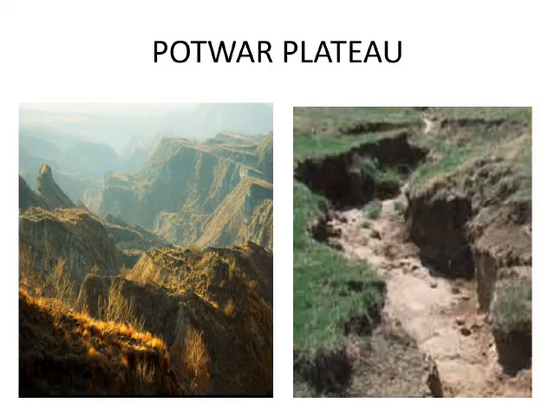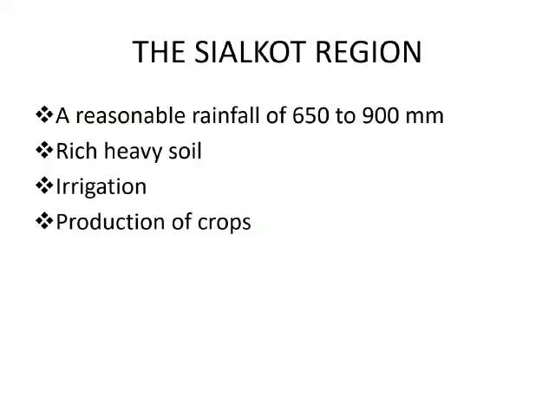Dear students, now we will talk about the Sialkot region. It has a reasonable rainfall of 650 to 900 mm. It has rich heavy soil. With irrigation, it produces large crops of wheat, rice, and some sugarcane from its small, intensively cultivated farms. With heavy irrigation, fertilizers, and lots of hard work, such farms produce more crops.